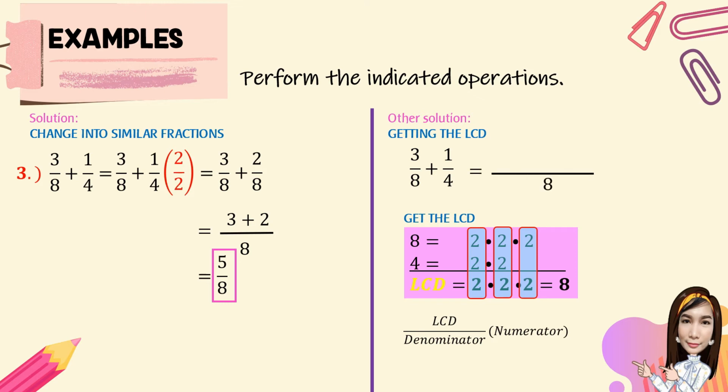We write the LCD 8 divided by the denominator 8, that is equal to 1, times the numerator 3. Then LCD 8 divided by 4, that is equal to 2, times the numerator 1. Then 1 times 3 is equal to 3, 2 times 1 is equal to 2, all over 8. So 3 plus 2 is equal to 5 over 8. And that is the final answer. Now, as you notice, in any method, we come up with the same result.